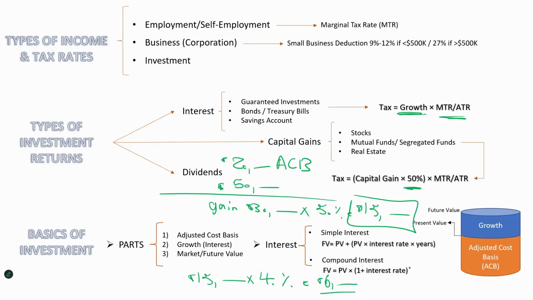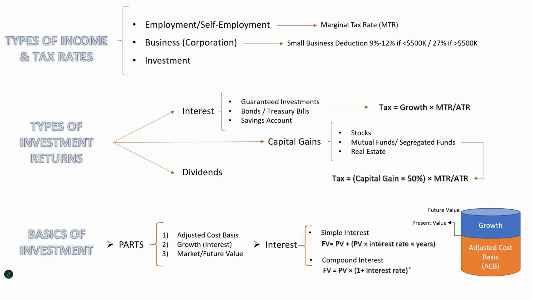But if it was an interest type of investment, like a bond or a GIC, you'd have to pay tax on the entire $30,000, so you'd pay $12,000 of tax. That is the difference between capital gains and interest in terms of taxation. So one more time, just to review everything: there are three types of income: employment and self-employment, business as a corporation, and investments. For employment and self-employment, you identify your MTR based on that.